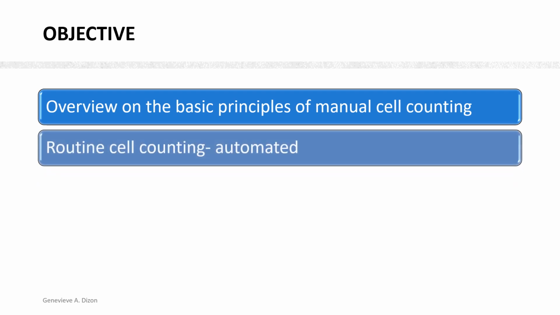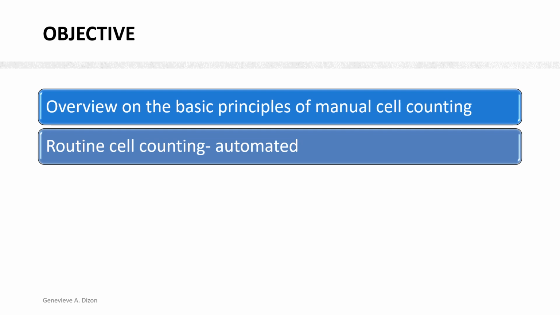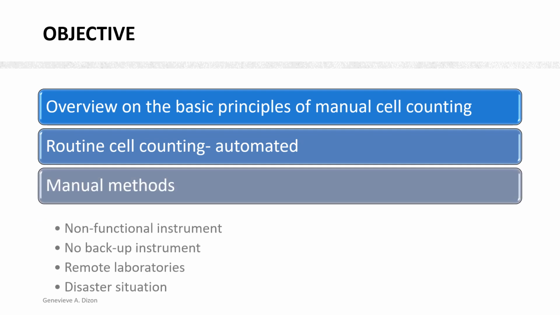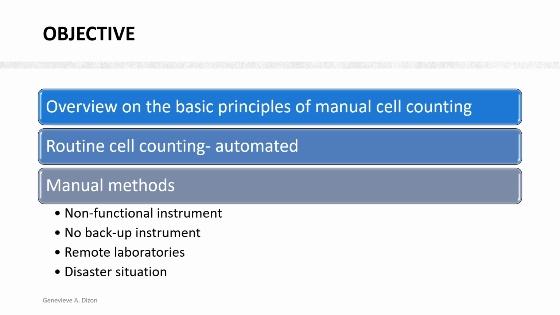counting. Now, although most routine cell counting procedures in the hematology laboratory are now automated, it may still be necessary to use manual methods when, for example, an instrument is non-functional and there is no backup for this instrument, or maybe in remote laboratories where instrumentation is not possible, or in a disaster situation when testing is done in the field.